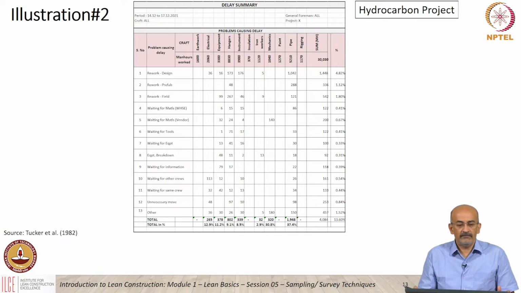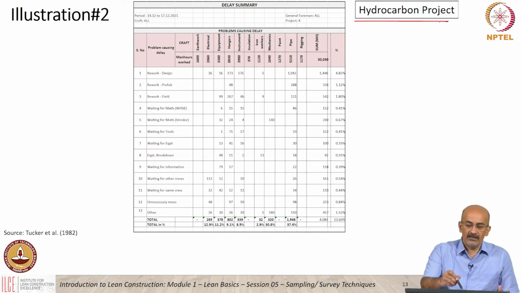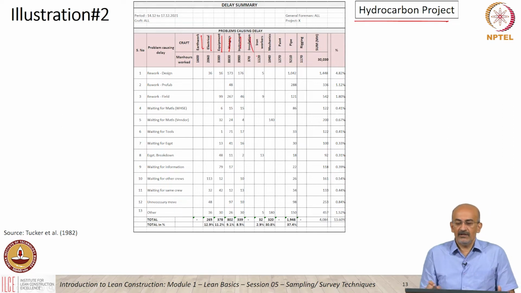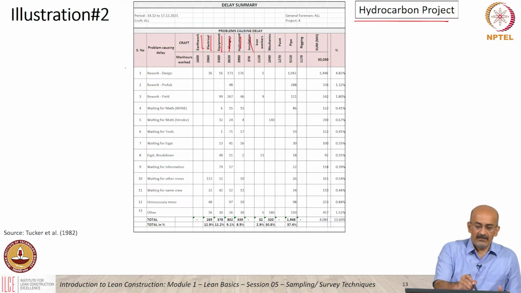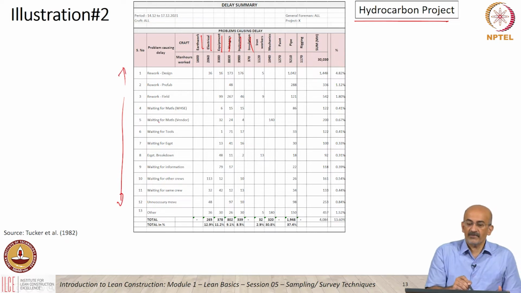Here is another illustration. This is for a hydrocarbon project. This categorizes the delays: you can see there's earthwork, electrical, equipment, hangers, instrumentation, insulation, these are the different trades, and these are the categories of delays, from rework to waiting, the waiting categories and the rework categories.